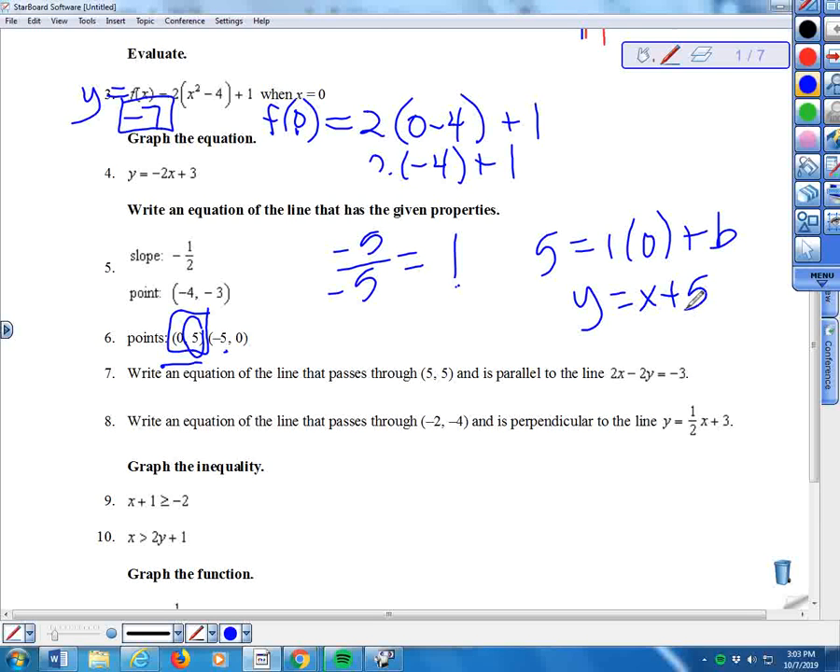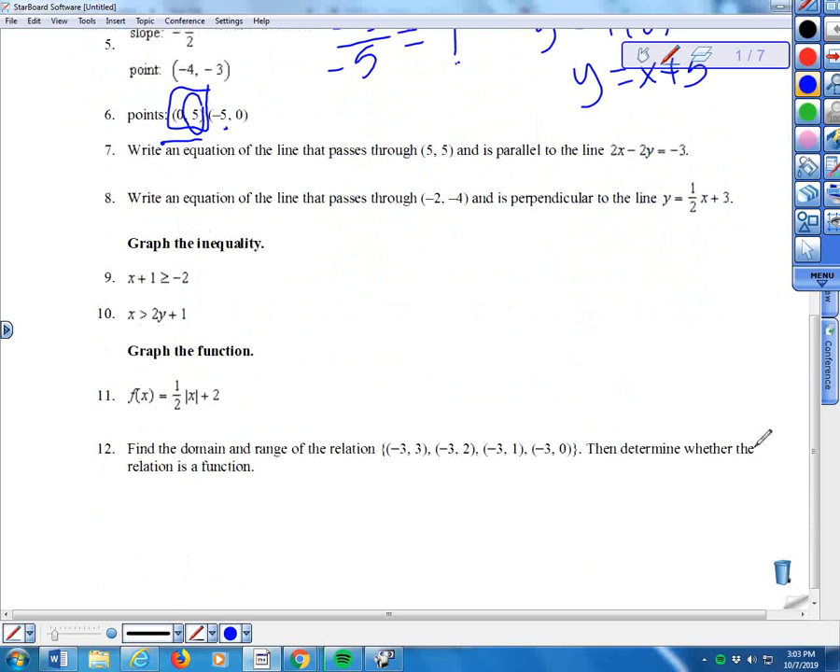Okay, write an equation of the line that passes through (5, 5) and is parallel to this line. So what do I need to do to figure out the equation of a parallel line? I need the slope. The long way is to create a slope-intercept equation. The short way is to remember the formula for slope when it's in standard form: negative a over b. So what is the slope of this line? Negative 2 over negative 2, so positive 1. I just saved myself 15 more seconds.